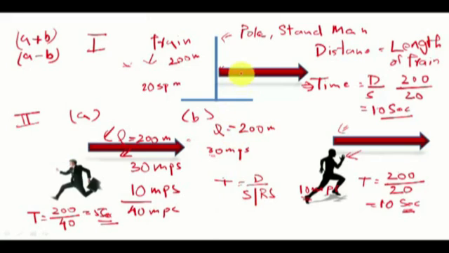Speed when crossing the pole. Relative speed when crossing the running man. And again, relative speed either A plus B or A minus B. A plus B when they are running in opposite direction, A minus B when they are running in same direction. Hope I could make it clear.